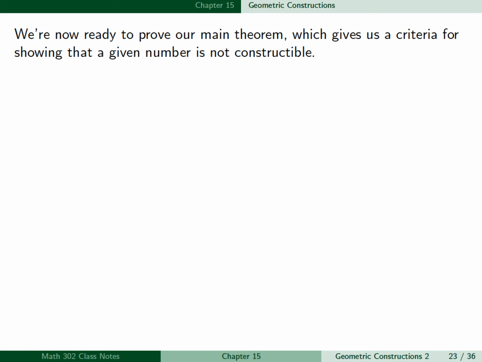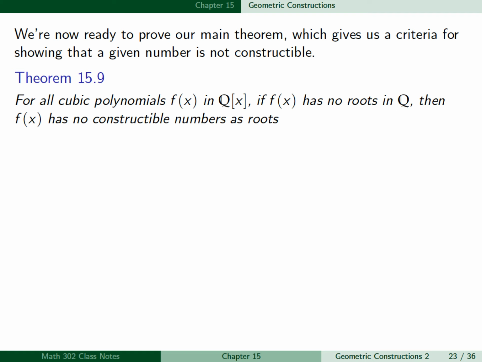We're now ready to prove our main theorem, which gives us a criteria for showing that a given number is not constructible. This is theorem 15.9. For all cubic polynomials f of x in Q[x], if f of x has no roots in Q, then f of x has no constructible numbers as roots, and hence any roots of f of x are not constructible.